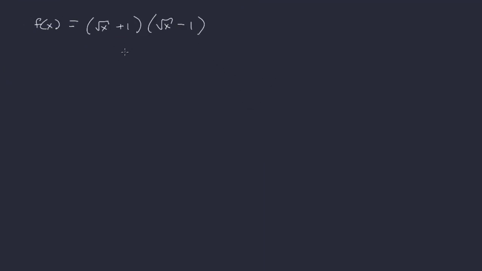Alright, moving on, let's take a look at f of x equals the square root of x plus 1 all times the square root of x minus 1. Now, there are two ways to actually go about doing this one.